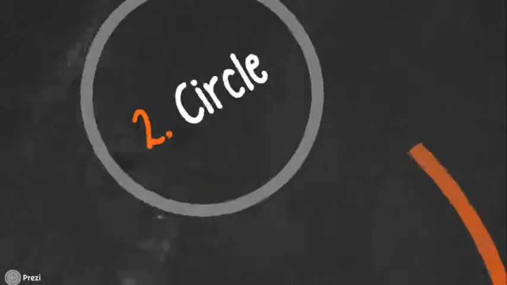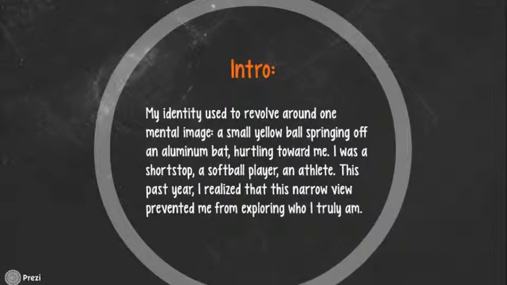So in my introduction, I have a nice little circle graphic here. In my introduction, I wrote, "My identity used to revolve around one mental image, a small yellow ball springing off an aluminum bat hurtling towards me. I was a shortstop, a softball player, an athlete. This past year, I realized that this narrow view prevented me from exploring who I truly am."